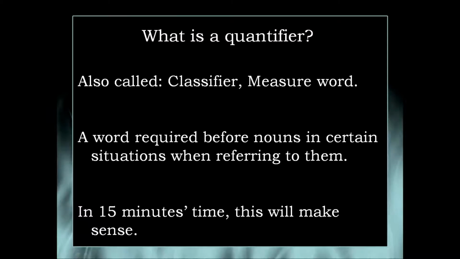So before we begin, it's probably prudent to mention that it's also called a classifier or a measure word. Different people who teach Chinese will use different terms, but these are all the same thing. Quantifier, classifier, measure word, same thing. It is a word that is required before nouns in certain situations when referring to them. Now, that perhaps doesn't make sense when you first hear it, maybe it's not clear, but in 15 minutes time, once I've gone over the full explanation, it should make a lot of sense.